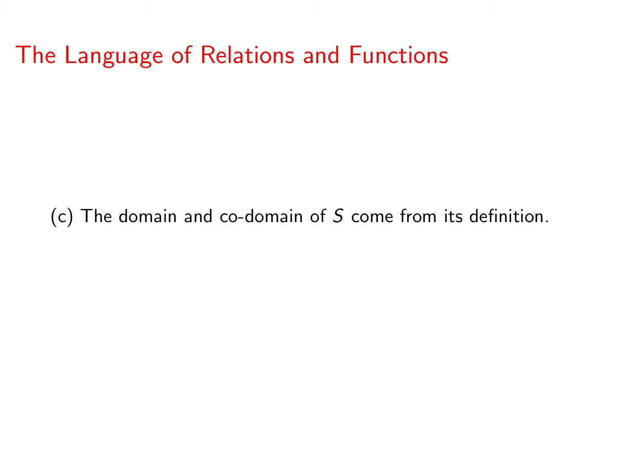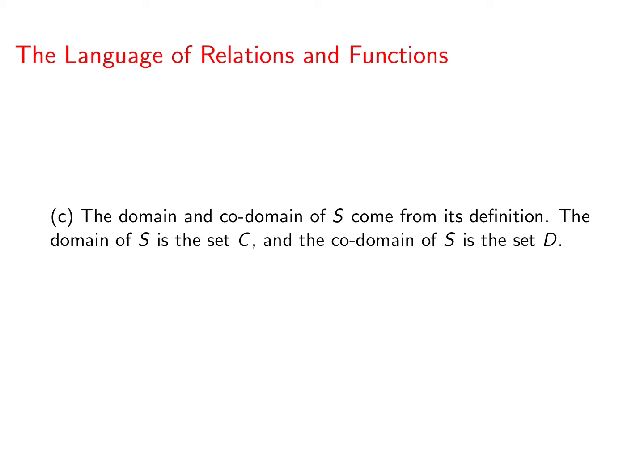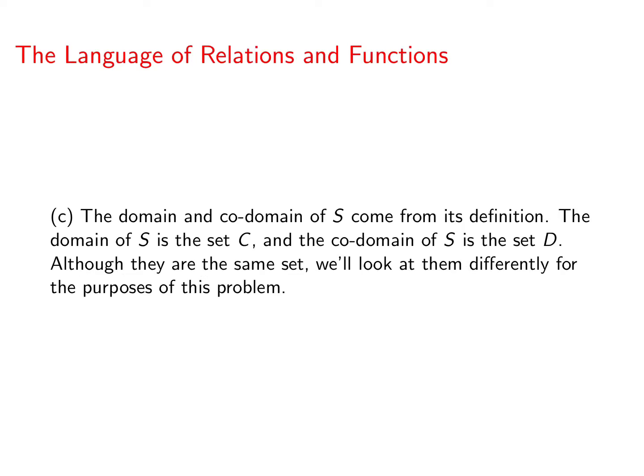The domain and codomain of our relation come directly from its definition. The domain of S is the set C, and the codomain of S is the set D. Now, they are the same set, but we kind of want to think of them in different ways. One of them is playing the role of the domain, one of them is playing the role of the codomain. So we'll kind of look at them differently for the purposes of this problem.